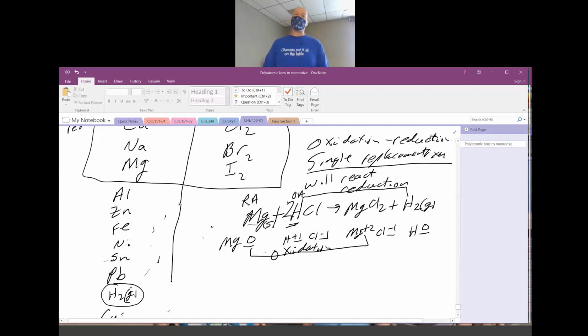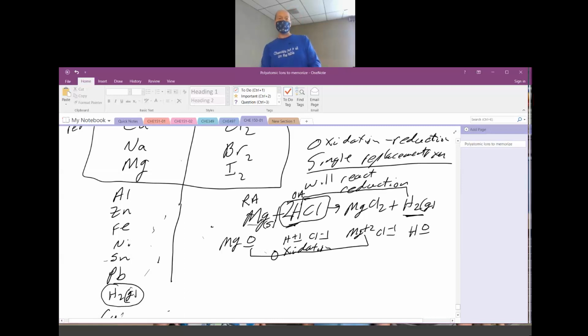Remember, your agents are reactants. So you can't just say hydrogen, because hydrogen is not the oxidizing agent. Hydrogen is a product. The oxidizing agent is the HCl. It has to be a reactant. The reducing agent is a reactant. The oxidizing agent is a reactant. So don't label the atom that's changing oxidation state. Label the reactant that is changing the oxidation state to get the reducing agent and oxidizing agent.